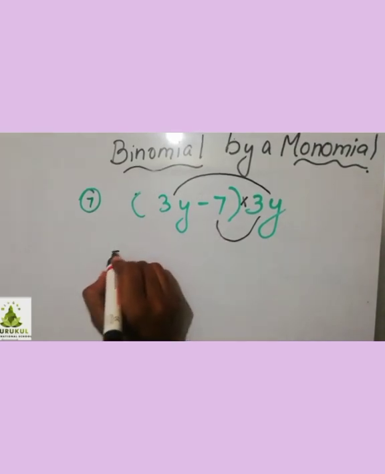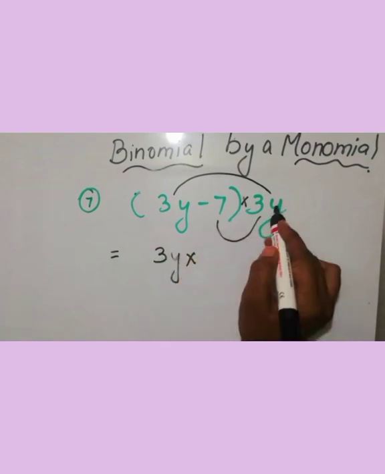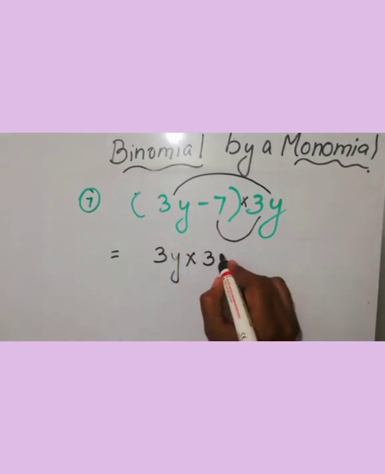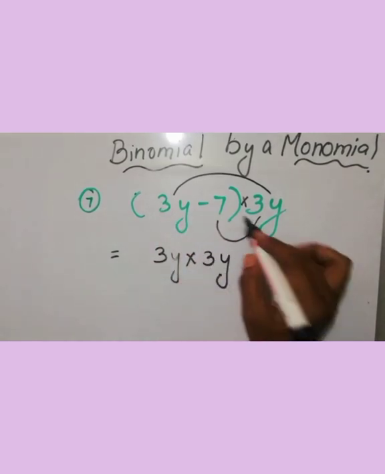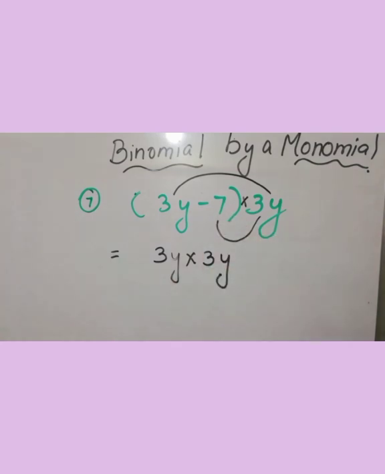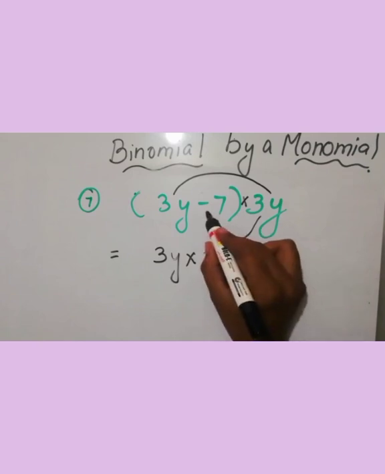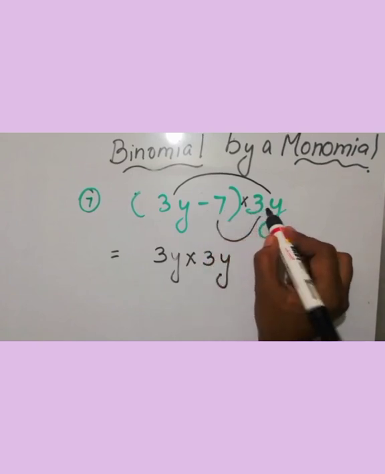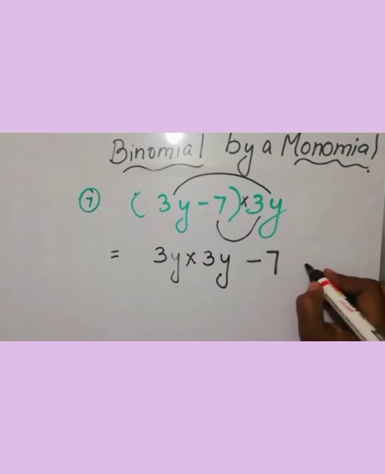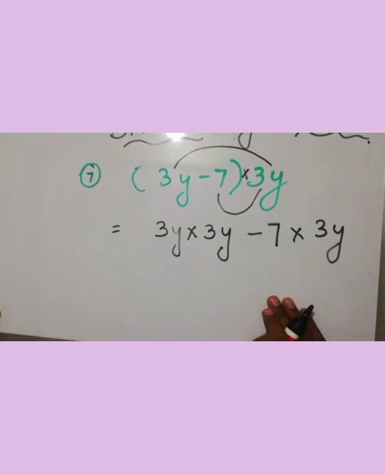So what will be the step? You are multiplying 3y into this first term. What is the first term here? 3y along with the sign. Is it clear? Now what is the sign here? Minus 7. Is it clear to you? So minus 3y into, now here minus 7 into 3y. So you will get minus 7 into 3y. In the next step we will do the calculation.